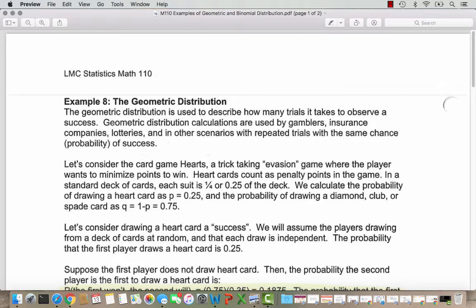In a standard deck of cards, each suit is a quarter, or 0.25, of the deck. We can calculate the probability of drawing a heart card as p equals 0.25, and the probability of drawing a diamond, a club, or a spade card as what we call q, the opposite of p, or the complement of p. So 1 minus p, or 1 minus 0.25, is 0.75. So 25% or 0.25 of the time when you're randomly selecting playing cards, you'll get a heart. The other 75% or 0.75 of the time, you'll get a diamond, club, or spade.